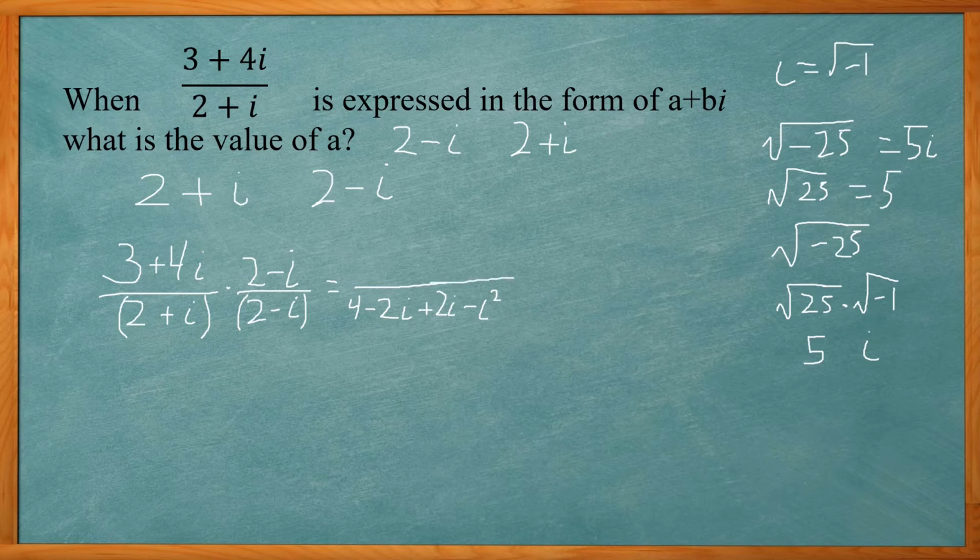And on top, we got 3 times 2 is 6. 3 times negative i is negative 3i. 4i times 2 is 8i. And then 4i times negative i is negative 4i squared.